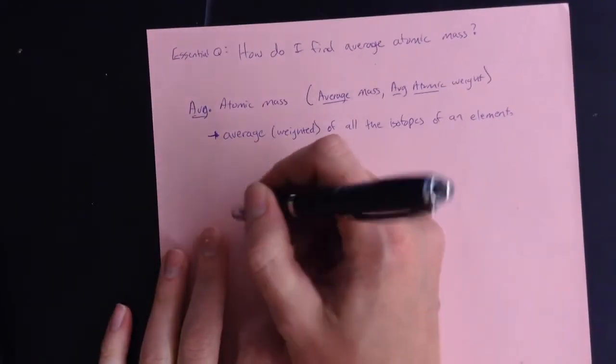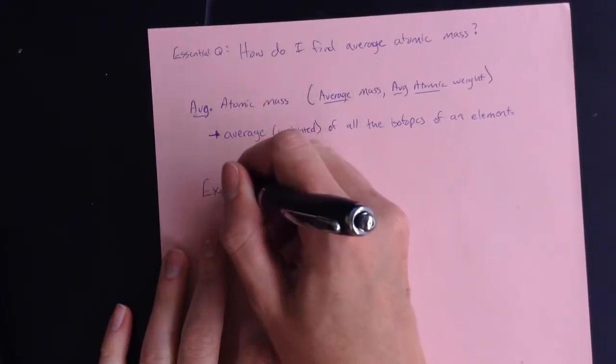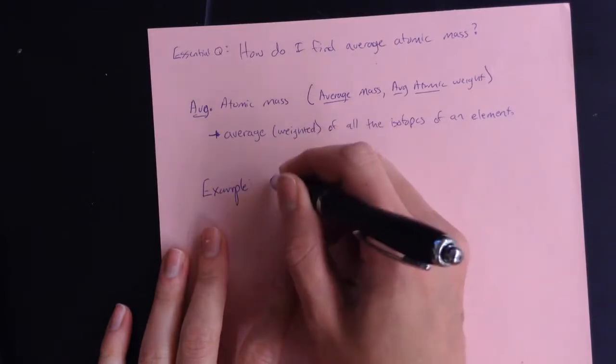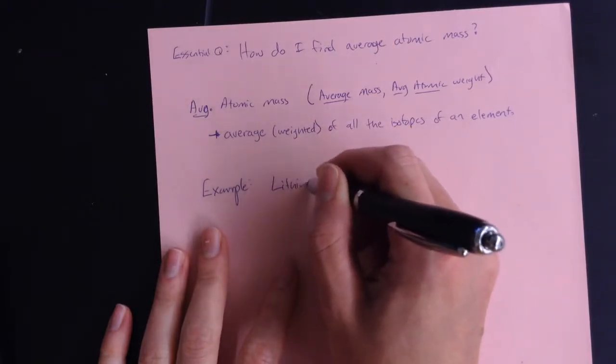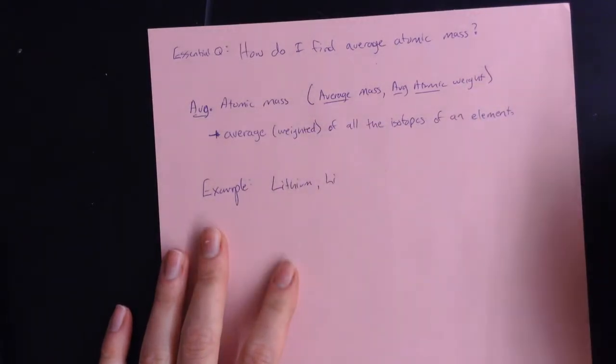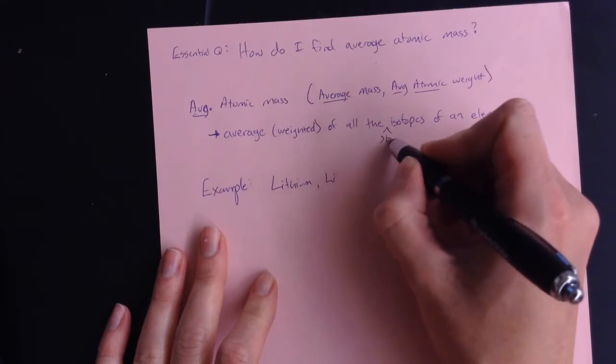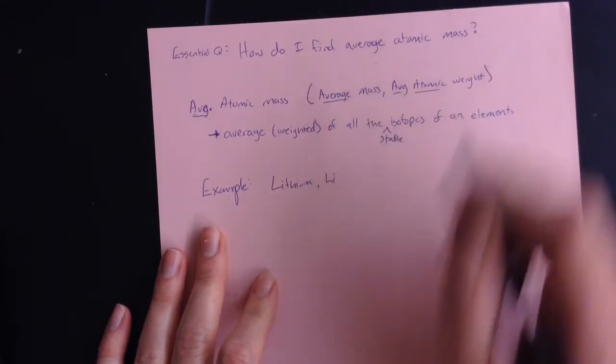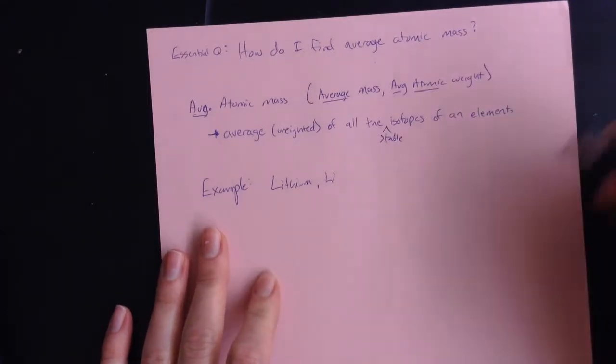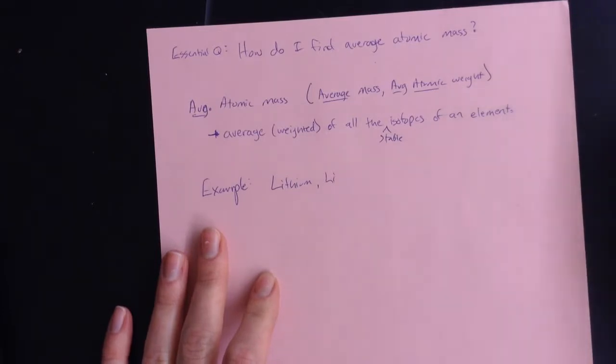So we're going to look at an example here, and my example is lithium. Lithium is element 3. Lithium has 2 stable isotopes. We have to put that in there. It's only the stable ones. Sometimes they're radioactive and they don't last very long, and we don't count those because you don't find them in nature. But if you went outside, you could probably find some lithium mixed in with some other things.